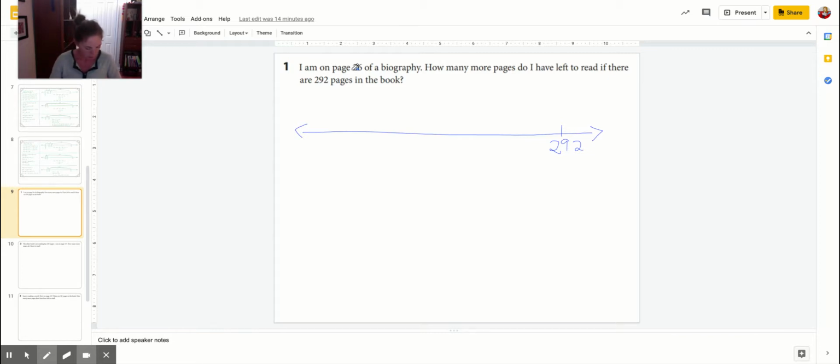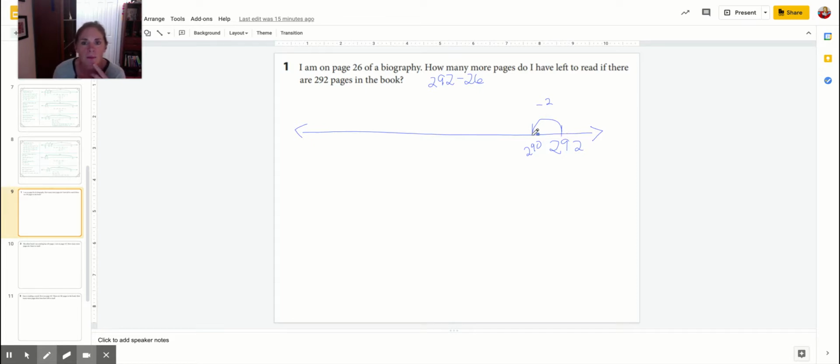I take 26 pages away from here, and that will tell me how many pages I have left. So the first thing I'm going to do is subtract 2. So I'm subtracting to get back to a friendly number, 290. And I'm doing 292 minus 26 here. So 292 minus 26, taking away 2 first.